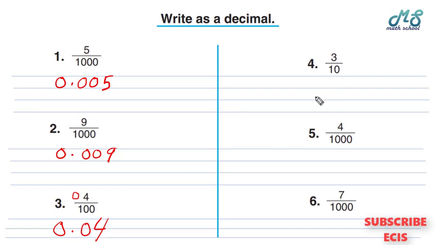3 over 10, it's written as 0.3. Just write the decimal point after 1 digit from the right. 4 over 1000, it's easy. By the same way, we have 0.004. So we have 3 decimal places. It's 4 thousandths. Number 6, by the same way, we have 3 decimal places. It's equal to 0.007. So we get 7 thousandths.